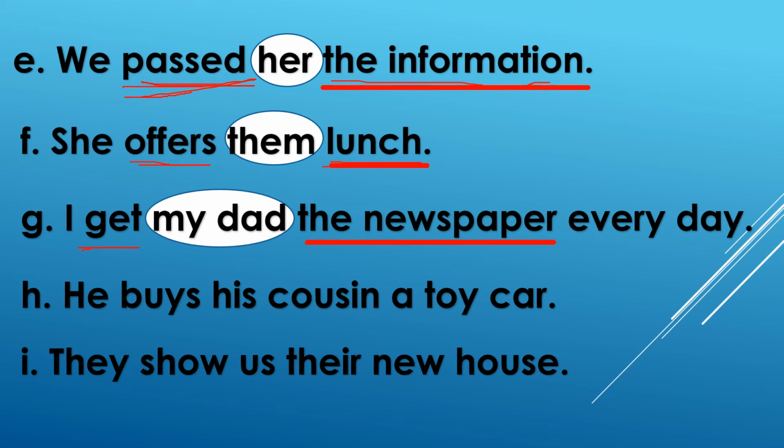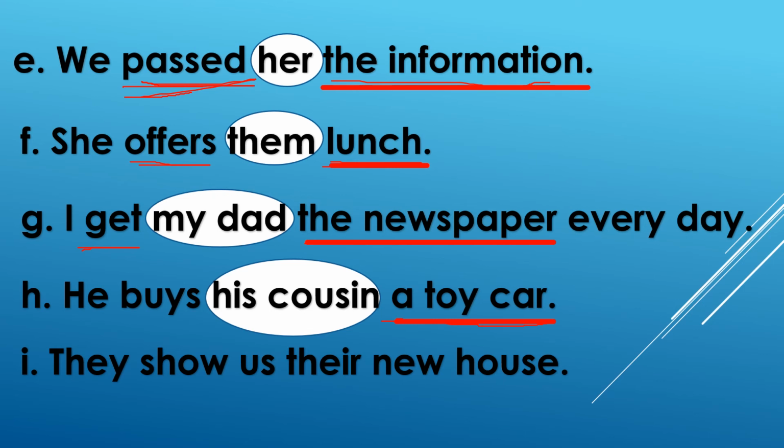He buys his cousin a toy car. So buys here is the action verb. What does he buy? A toy car. So a toy car is the direct object. So he buys a toy car for his cousin. So his cousin will be the indirect object. So circle his cousin, the indirect object, and underline the direct object, a toy car.